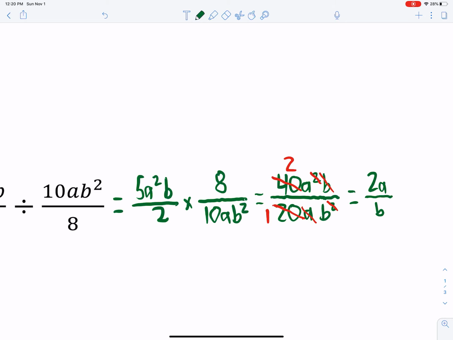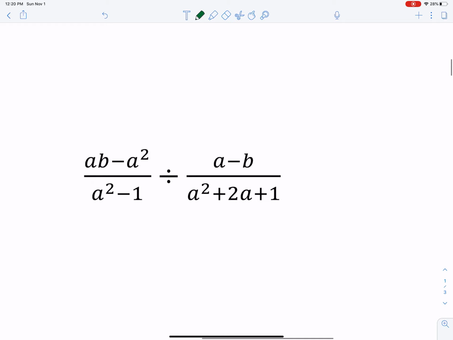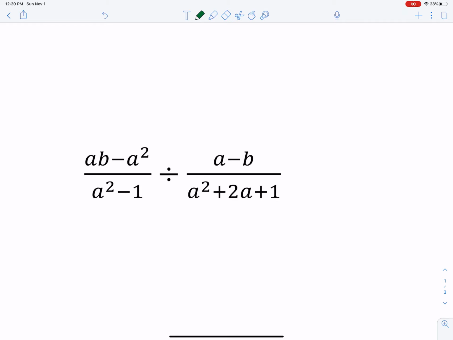Let's look at one more division problem. This one, when there is adding and subtracting going on, you want to factor it first before doing all the multiplying or dividing. So on the top of the first one, when we factor that, both of those terms are divisible by a. We can factor out an a. ab divided by a is just b minus a squared. When you factor out an a, you're left with a.